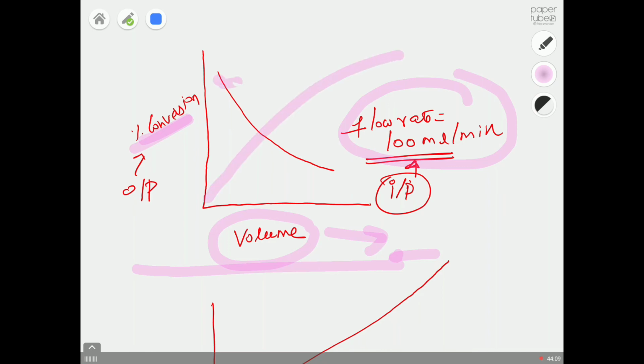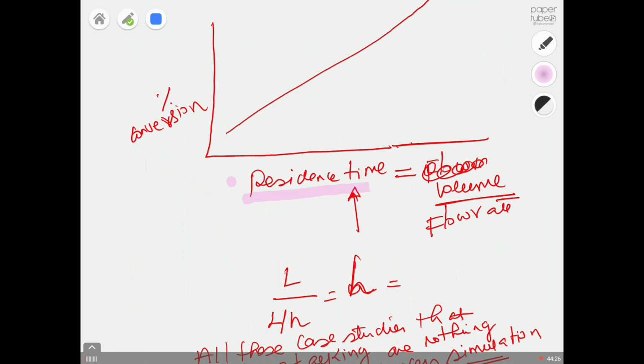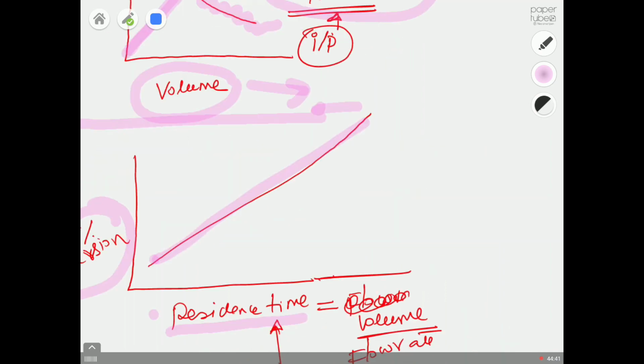So ignore the red line. This is the correct line. Your percentage conversion will increase with volume. Why is that? Because your residence time increases. Here I just plotted residence time directly on the x-axis and then percentage conversion. This is something like a process simulation. If you are simulating the CSTR tank, we are just looking at the different trends. If my residence time increases, the percentage conversion is going to increase.